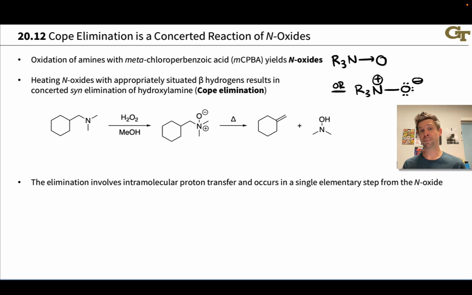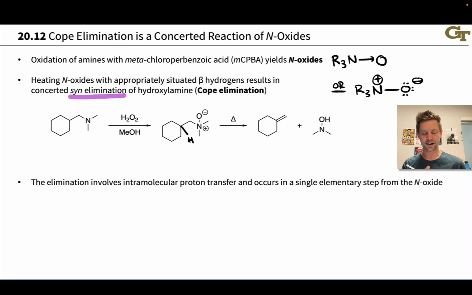So it's Lewis basic. It's also somewhat Bronsted basic, and that's a nice segue into the reaction we're going to focus on here, which is known as the Cope elimination. The Cope elimination is a concerted intramolecular elimination reaction of N-oxides in which that oxygen in the N-oxide acts as a Bronsted base to deprotonate at the beta position in an intramolecular way. And it's a syn elimination, which distinguishes it from E2 eliminations, for example, the Hofmann elimination that we just looked at.